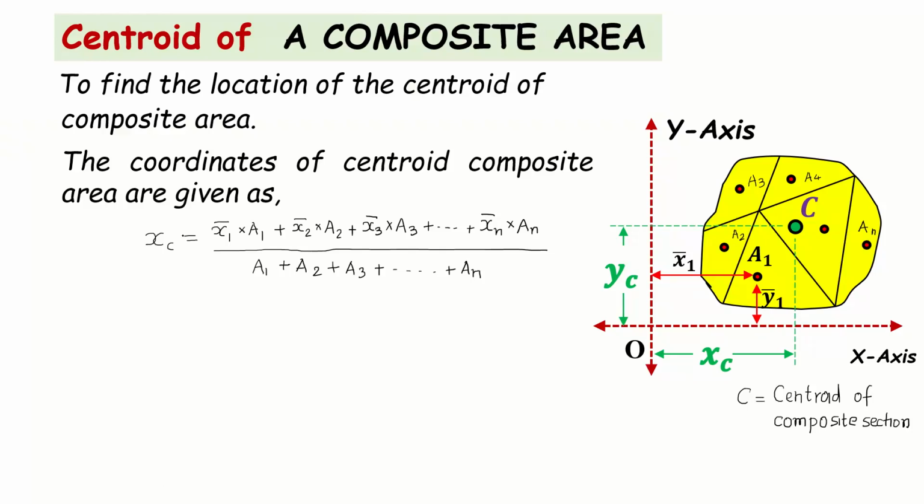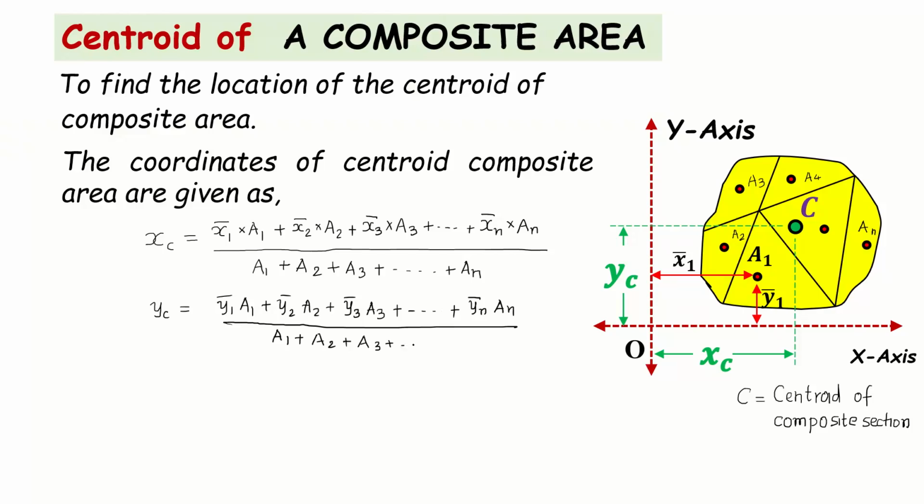Similarly, we can also find out the y coordinate of centroid of composite area, and here we'll be taking the moment of all individual areas with respect to the x-axis. So that will be y1 bar times A1, y2 bar times A2, y3 bar times A3, and for all individual areas we'll be writing up to yn bar times An, divided by the sum of individual areas in the denominator, that is A1 plus A2 plus A3, and so on. So this is how we can find out the x and y coordinate of centroid.